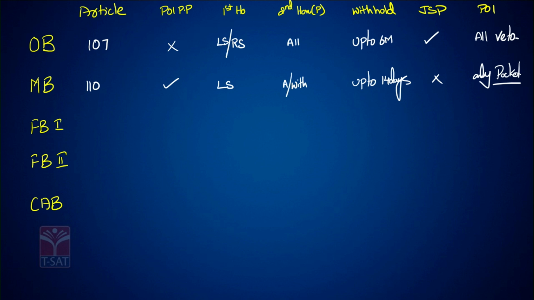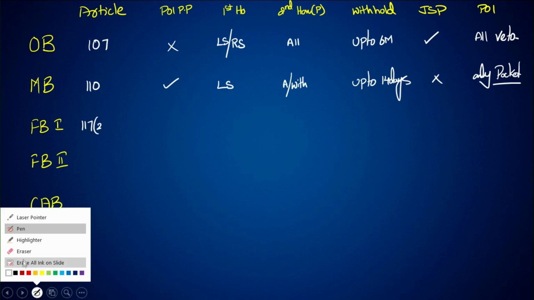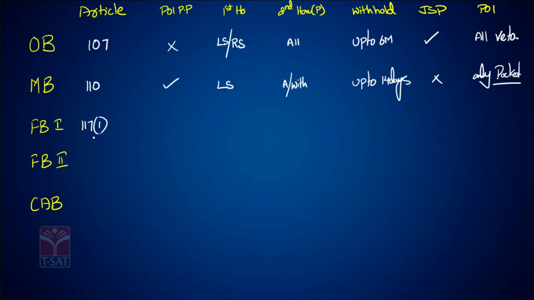Financial Bill Type 1. Article 117 clause 1 of the Constitution talks about Financial Bill Type 1. President prior permission is compulsory. Initiated in Lok Sabha only. All powers up to 6 months. Joint sitting is okay. All veto powers.